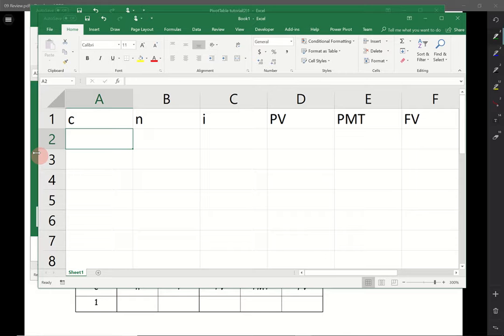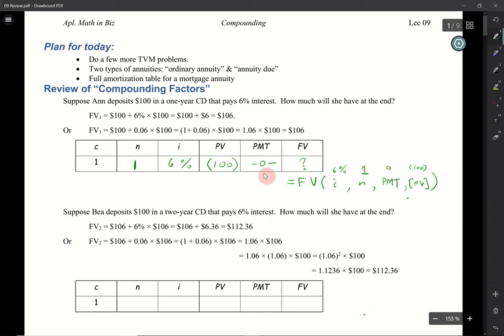Oh yeah. So, what we were looking at was this simple problem where a person deposits $100 for 1 year, and it pays 6% interest, right? So the question is, how much will she have at the end? And you can do this without any framework, but since we know the answer, let's practice using the framework, right?